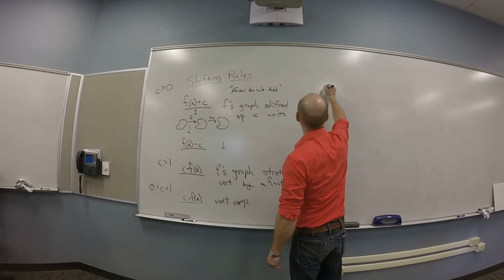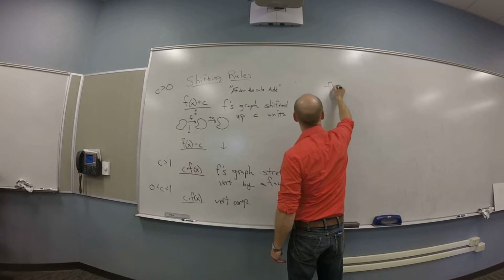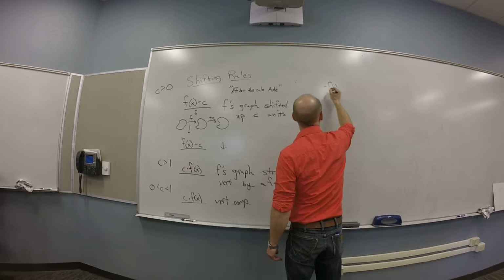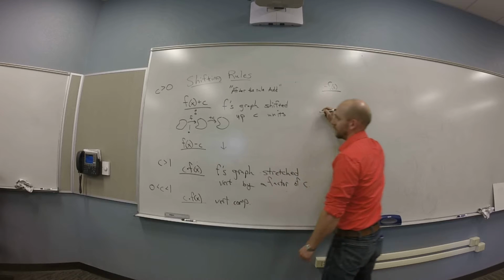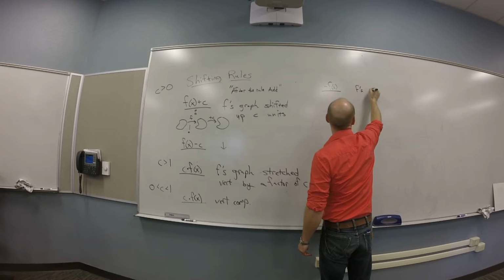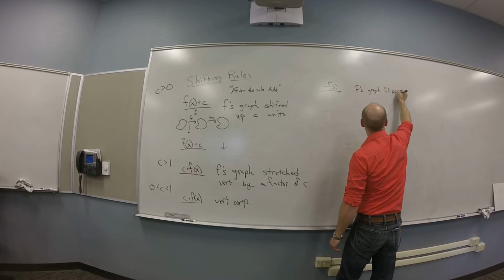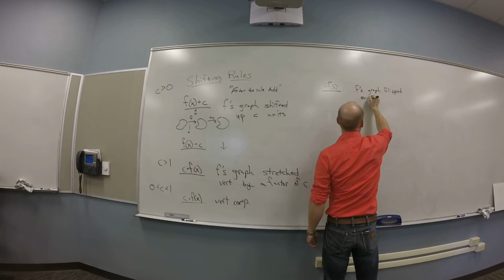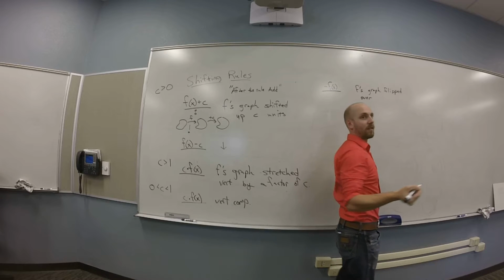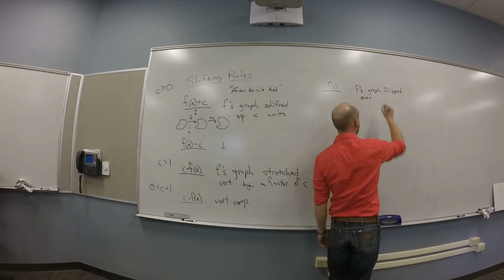So what does minus f of x look like? It's f of x flipped over. Flipped over the x-axis. F's graph flipped over the x-axis.